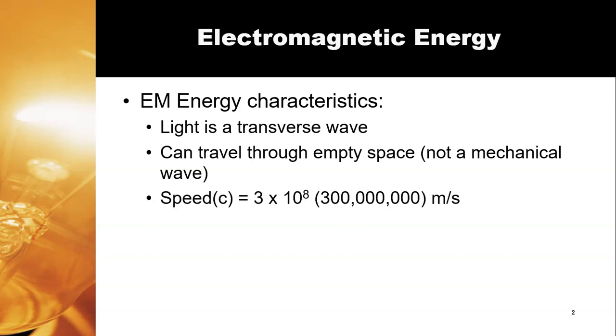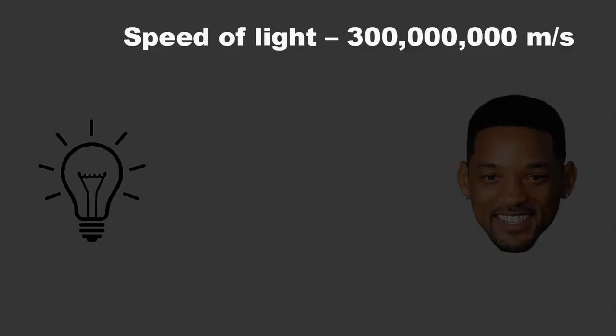The last thing you need to know about light is it is crazy fast. It's the fastest thing that we know of in the universe. 3 times 10 to the 8th meters per second, or 300 million meters per second. And that speed is the first thing we need to talk about here. You don't have a way to understand just how fast light is. So let's start here. 300 million meters per second.